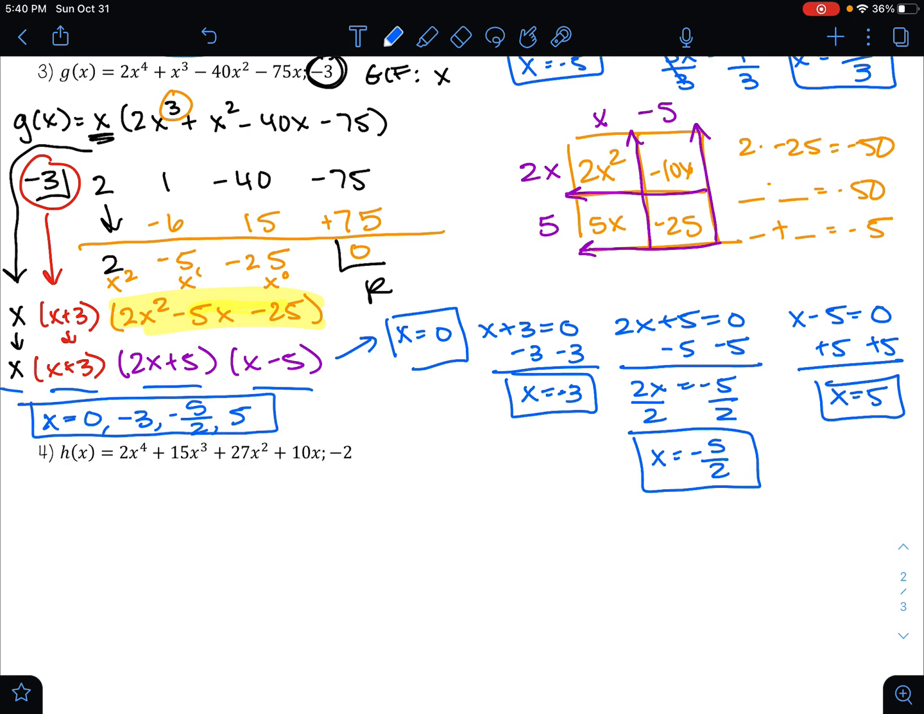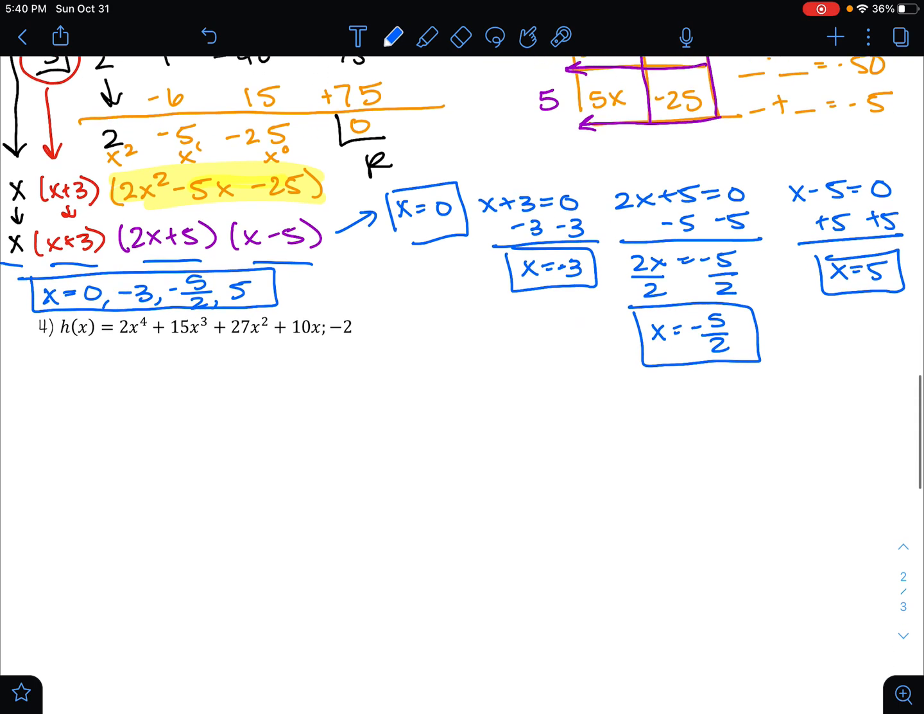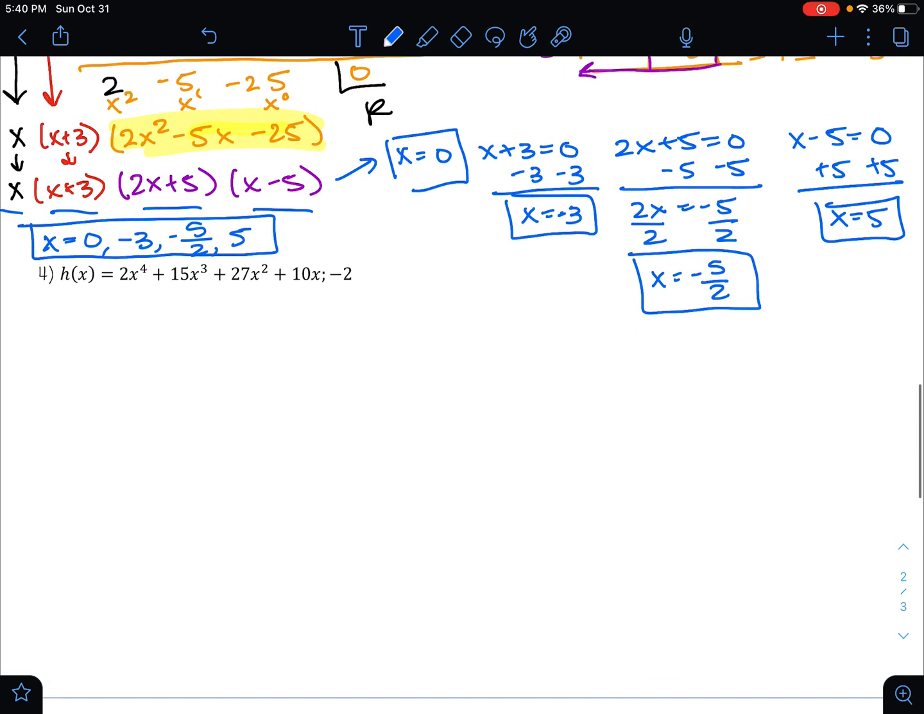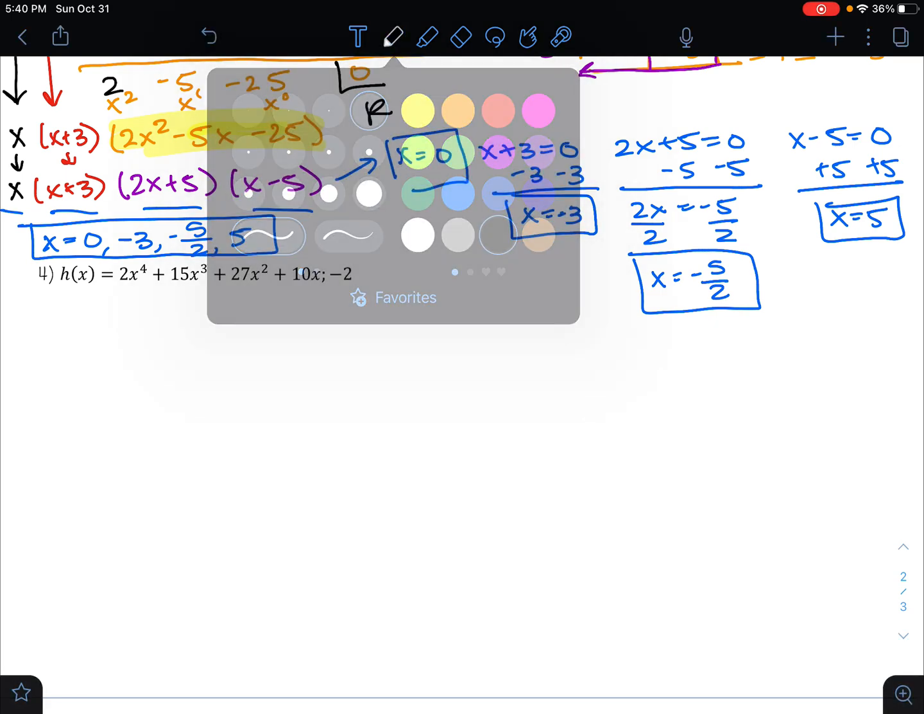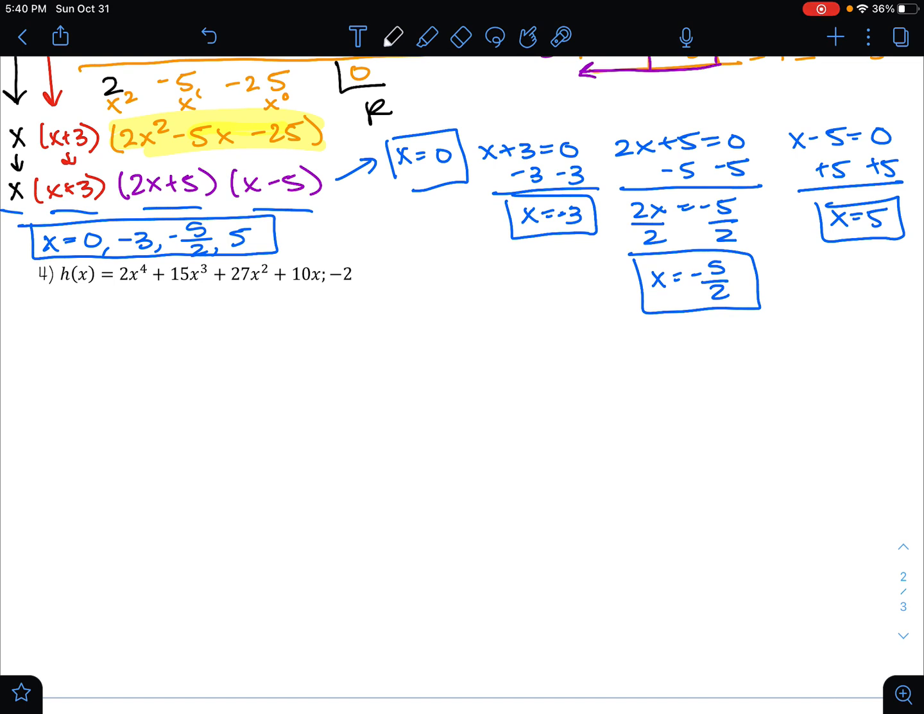If we look at example 4, we are given h of x equals 2x to the 4th plus 15x cubed plus 27x squared plus 10x, and they give us negative 2 as a 0. First thing we want to do is look for a greatest common factor. Here I have a greatest common factor of x. So I'm going to have h of x equals x times 2x cubed plus 15x squared plus 27x plus 10.